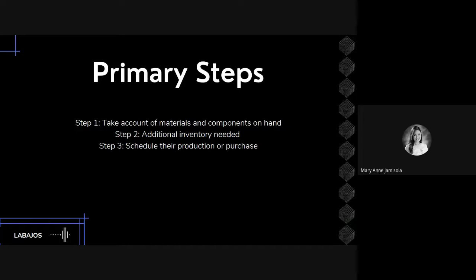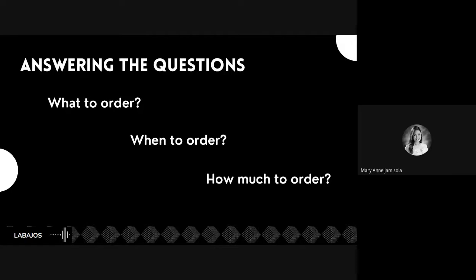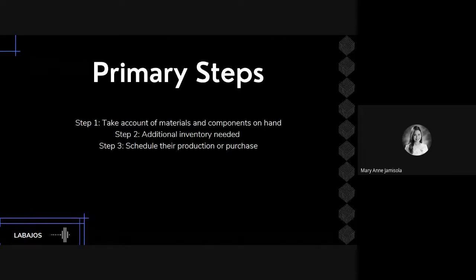So the aim of MRP is to use computers in order to determine for final products what should be produced and at what time. So actually, the three primary steps for MRP is first to take account of materials and components on hand, and then determine the additional inventory needed, and then schedule their production or purchase. In short, or to put it simply, MRP is a system that helps us monitor our inventories.